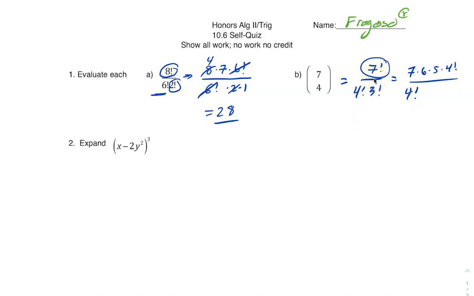So 3 factorial is the same thing as saying 3 times 2 times 1. The 4 is reduced. 3 times 2 is 6, that cancels the 6, and I get 7 times 5, which is 35. Yes, you can also do Pascal's triangle, and you can also do it using your calculator.